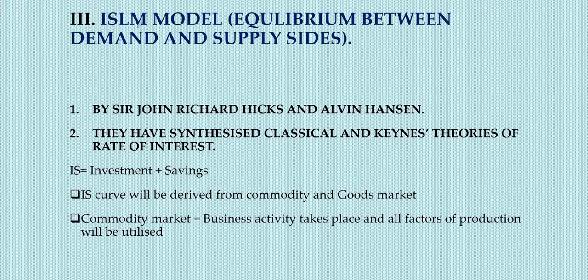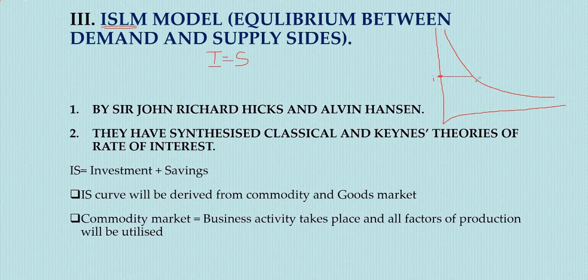Here IS stands for investment and savings, where investment will be equal to savings. And then LM stands for liquidity preference and money supply. So here on the graph, you can easily understand. Always the investment savings curve will be downward sloping. For example, if the interest rate is at this point, it will be at the average level, whatever the quantity of money you demand and supply.